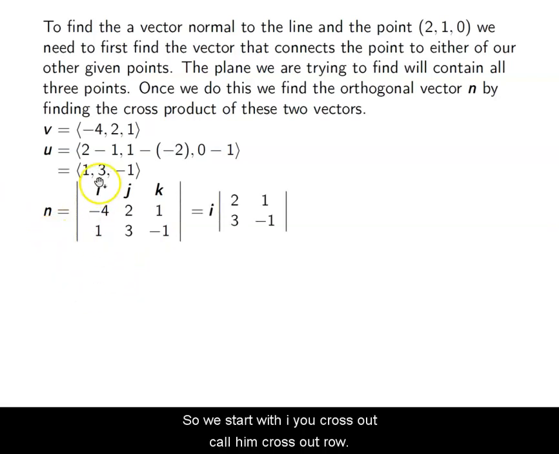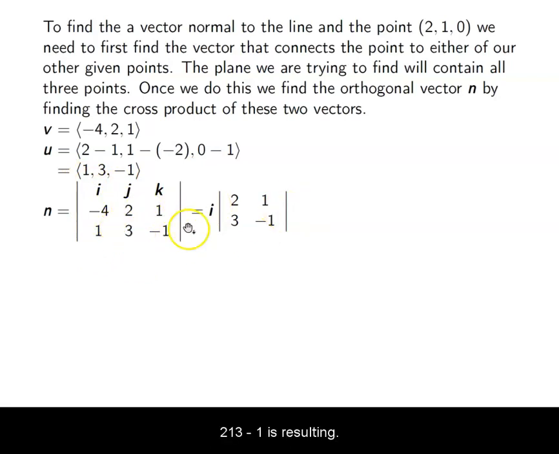So we start with i, we cross out column, cross out row. 2, 1, 3, negative 1 is the resulting determinant. Negative j, negative 4 and 1, 1, negative 1, that's the resulting subdeterminant. And then we have k, and then this is the resulting 2 by 2 determinant we have to find.